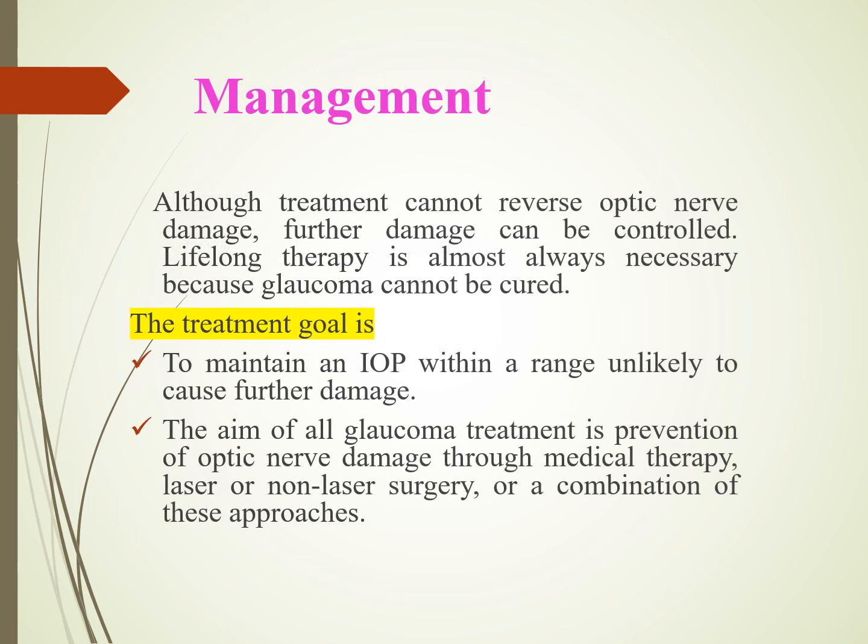Although treatment cannot reverse optic nerve damage, further damage can be controlled. Lifelong therapy is needed, almost always necessary because glaucoma cannot be cured. The treatment goal is to maintain an intraocular pressure within a range unlikely to cause further damage. The aim of all glaucoma treatment is prevention of optic nerve damage through medical therapy, laser or non-laser surgery, or a combination of these approaches.